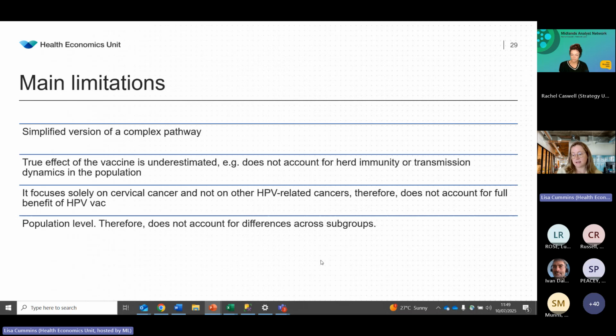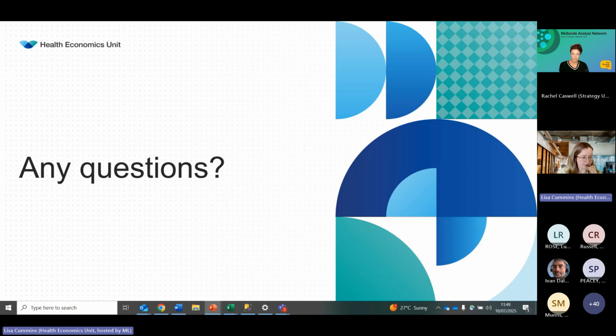And lastly, this is a population level model, so we don't account for differences across groups of the population. I think that's all I'll say for now, but I'm happy to take questions.